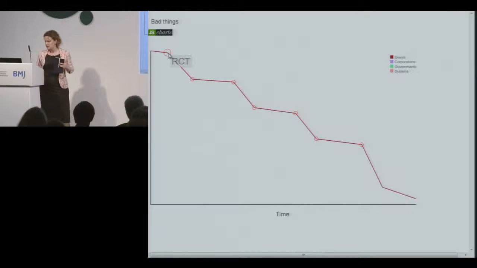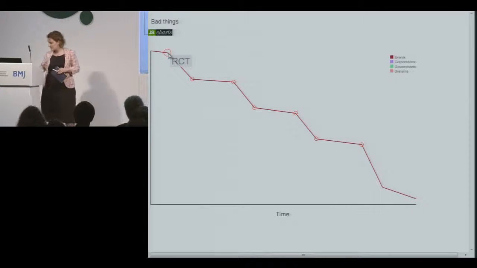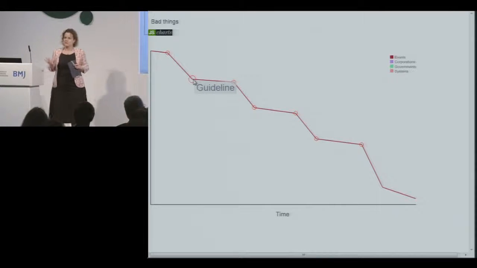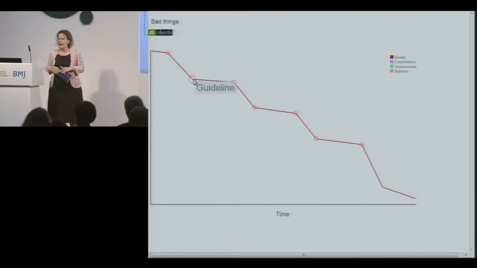So I've started off here saying one of the things that might bring down the number of these bad things happening might be a randomised controlled trial proposing a new treatment and proving that treatment works, and that's great, and bad things happen less. Once a few randomised controlled trials have happened, you've got a guideline, and those guidelines are things that people might pay attention to, and that might start to change practice.